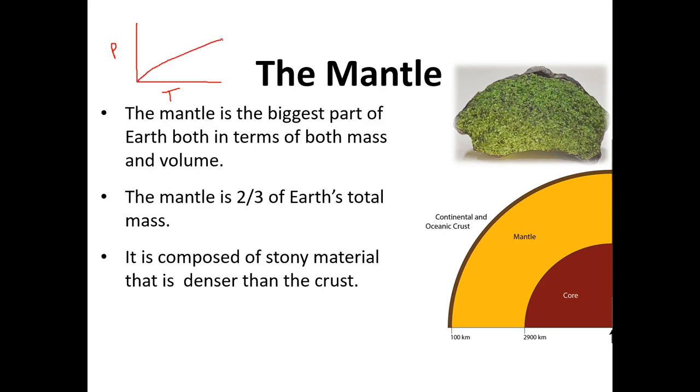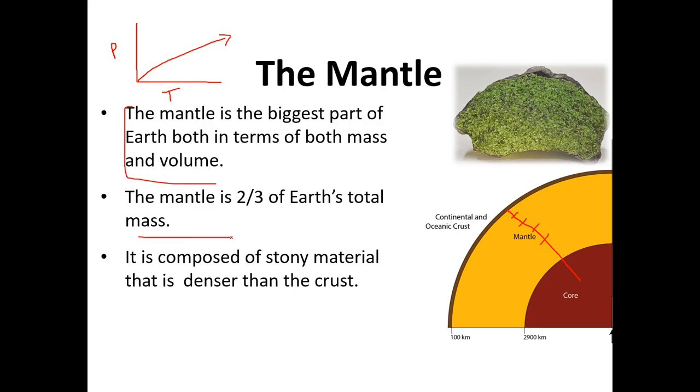It's going to go up. Okay, so the melting temperature of the mantle is going to go up with increased pressure, and of course pressure builds up as you get lower and lower into the Earth, and that's because there's more and more rock sitting on top of you. That's why. So the mantle is the biggest part of Earth, both in terms of mass and volume.